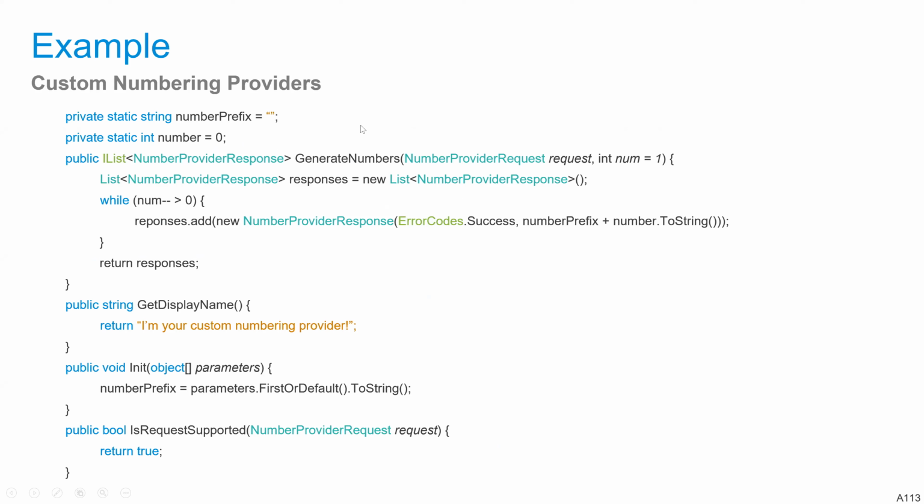For the generate numbers section, I have a list of number provider responses. And while the number of responses that we request to generate is more than 0, we simply just increment our number. It seems to be missing from this sample, but we would increment our number and have the number prefix with that response as well. For the get display name, you can simply return a string. And for is request supported, you can leverage that within this code as well. If you see that in some instances it may not be a fulfillable request, you can return an error code failure as well from the number provider response to signify to the server that that request could not be fulfilled.